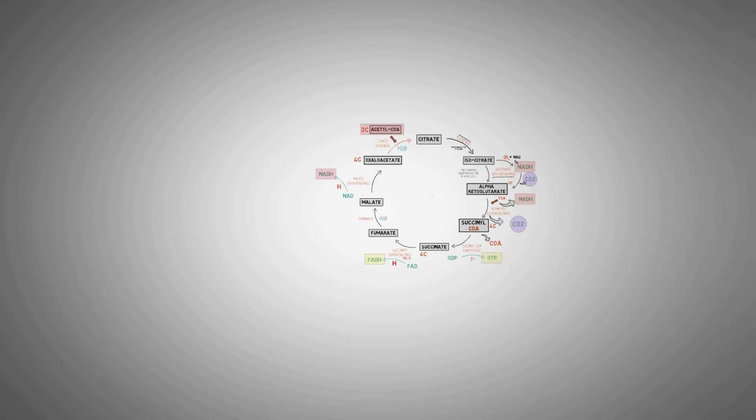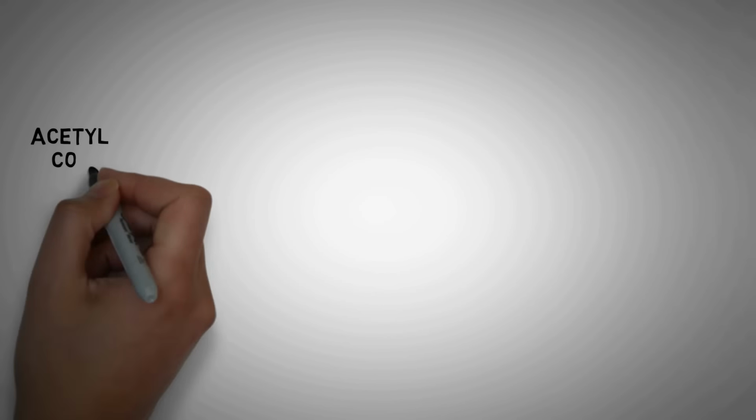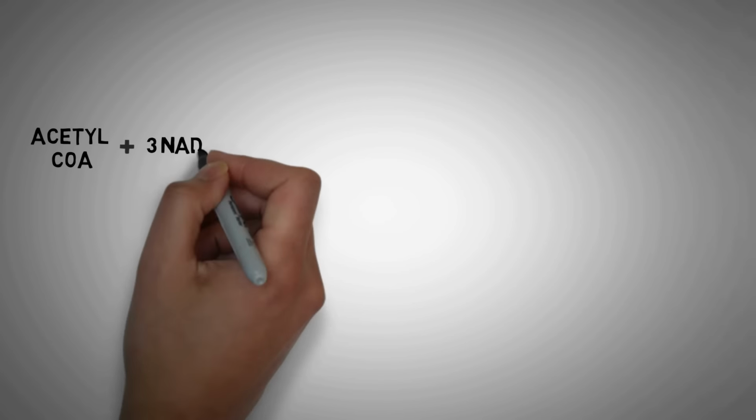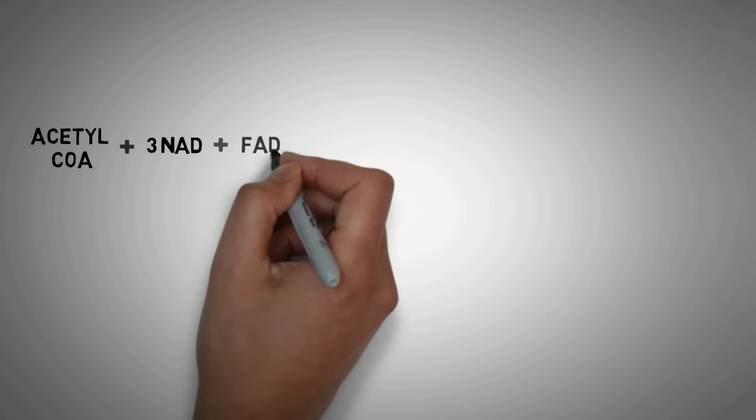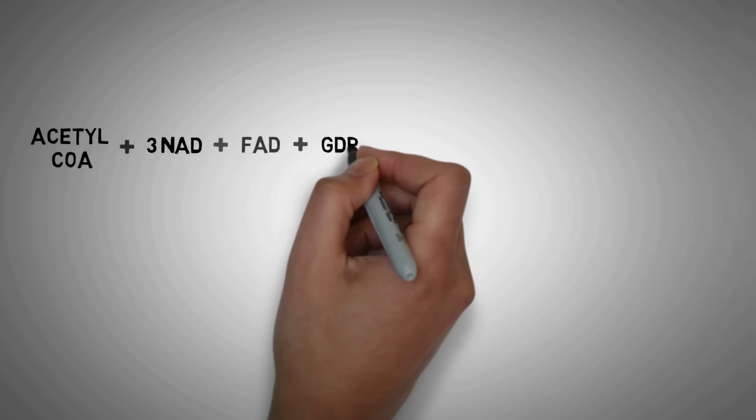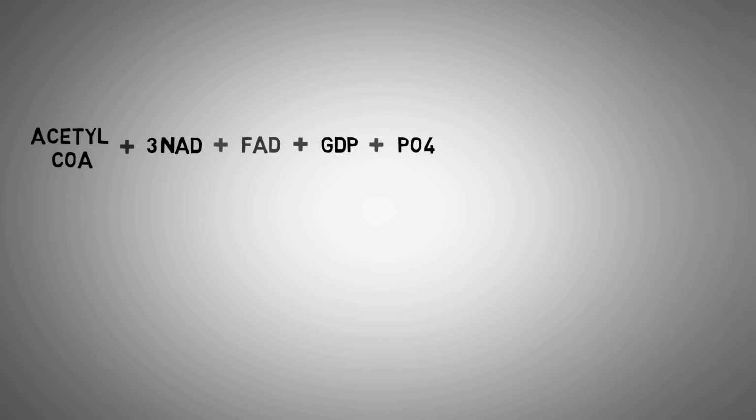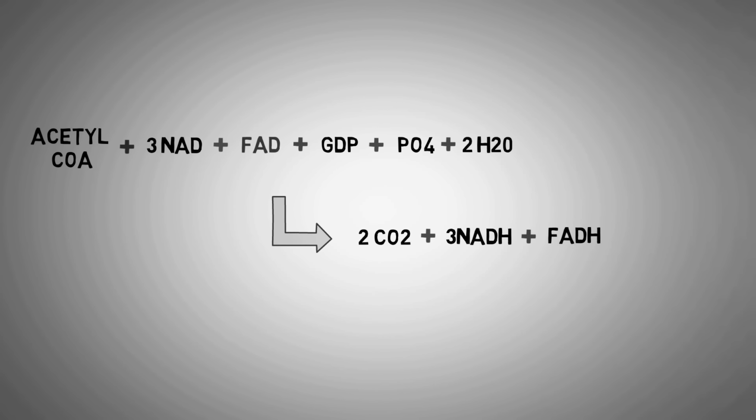Now the net reaction of the citric acid cycle is 1 molecule of acetyl-CoA plus 3 molecules of NAD plus 1 molecule of FAD plus 1 molecule of GDP plus 1 molecule of inorganic phosphate plus 2 molecules of water combined to give 2 molecules of carbon dioxide and 3 molecules of NADH plus 1 molecule of FADH plus 1 molecule of GTP and 1 molecule of coenzyme A. What is this gibberish? Well, let me decode this reaction for you.